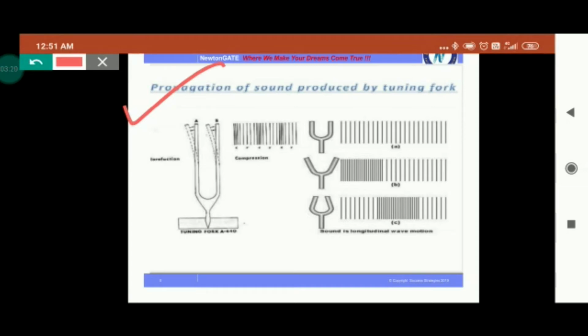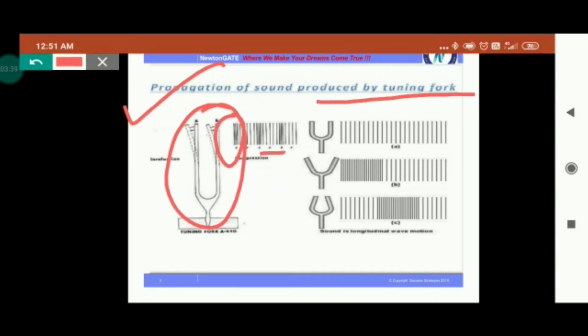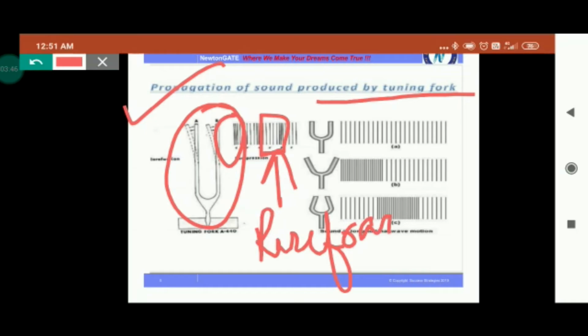Here, let us take an example of the propagation of sound produced by a tuning fork. Here, the sound has been produced by striking the fork on a metal surface. We can see that there are regions of high pressure, known as compression, and regions of low pressure, known as rarefaction. So this is how sound waves propagate through any medium and reach our ear.